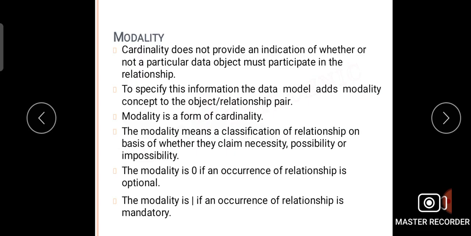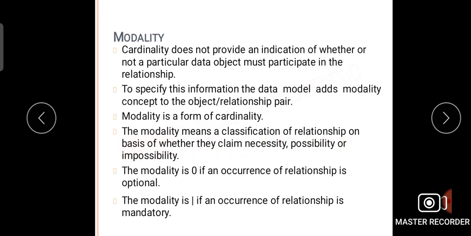So modality is a form of cardinality. Modality means a classification of relationships on the basis of whether they claim necessity, possibility or impossibility.